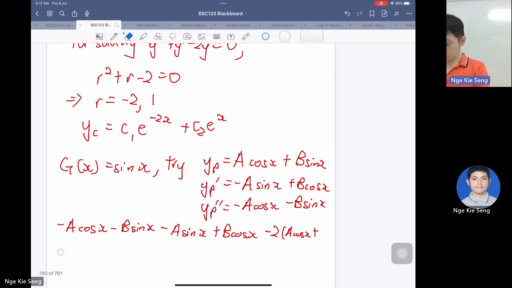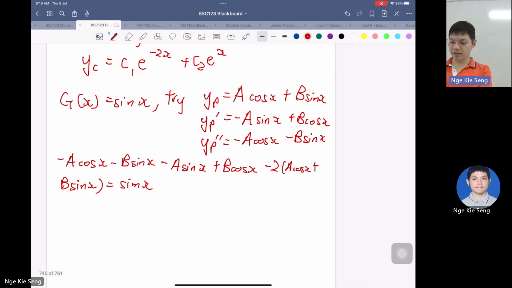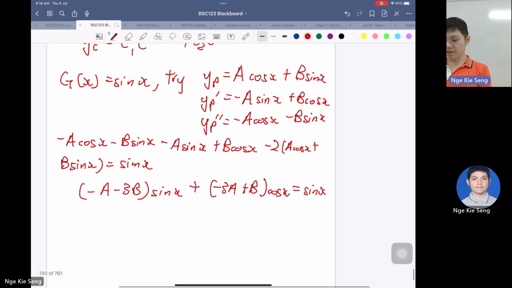B sine x. Okay, so if you collect all the coefficients of sine x and cos x, you get (minus a minus 3b) times sine x plus (minus 3a plus b) cos x. Okay, you can quickly check. But on the right hand side, there's no cos, right? So you need to make the coefficient of cos to be 0, and then the coefficient of sine is just 1.